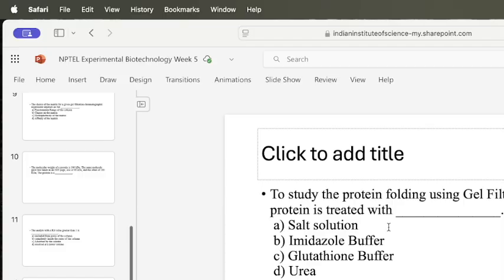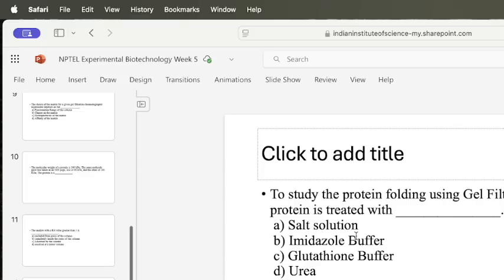If we look at other options such as imidazole buffer and glutathione buffer, these are not very relevant because this depends on the kind of affinity chromatography that you use. If you use a His tag, imidazole buffer would elute your protein. If you use a GST tag, which is glutathione S-transferase, then that protein would elute. Whereas salt solution, now this is interesting because your protein can associate to form homo-oligomers, that is homodimer, homotrimer, and so on, in salts of different concentration.